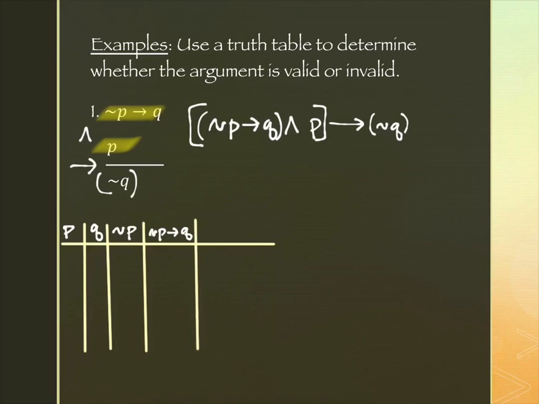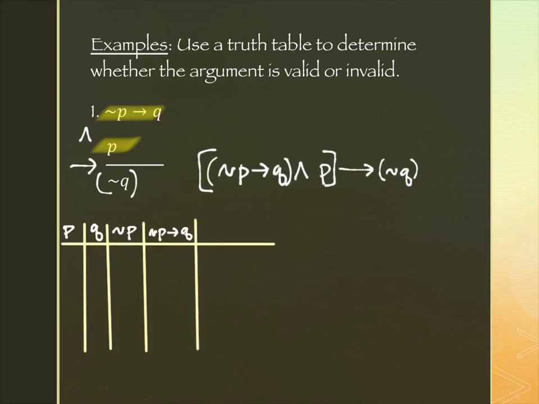Now, the next piece of the bracketed part is the piece on the outside of the original parentheses. So I'm going to join my part that's in parentheses, that I just created a column for, with an and statement and P.